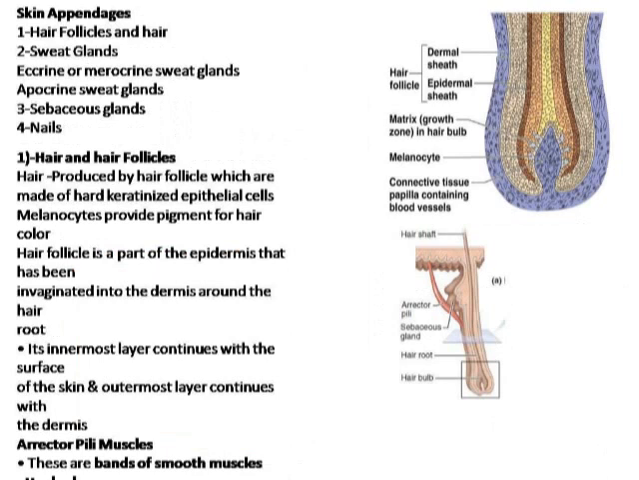Next, we are heading towards the skin appendages, which are a part of this integumentary system. The skin appendages are hair follicles and sweat glands, which again have two parts, eccrine or merocrine sweat glands and apocrine sweat glands, and sebaceous gland and nails.